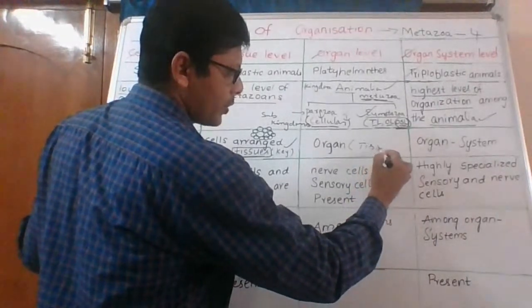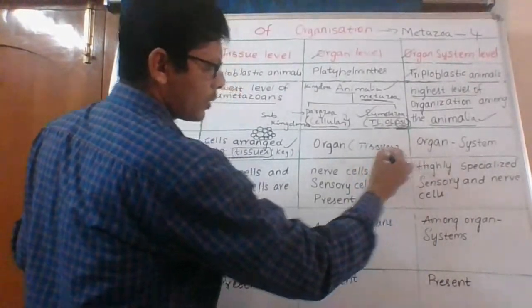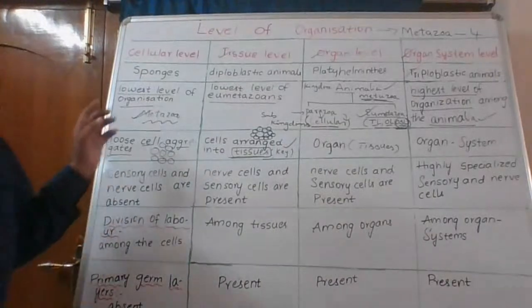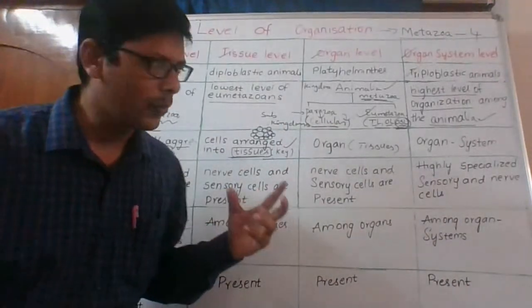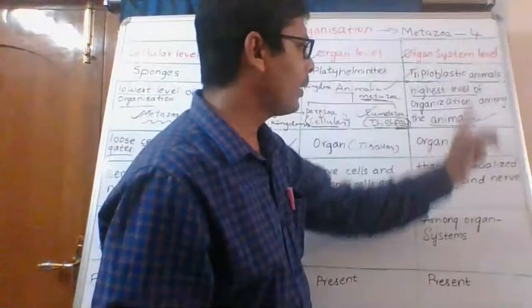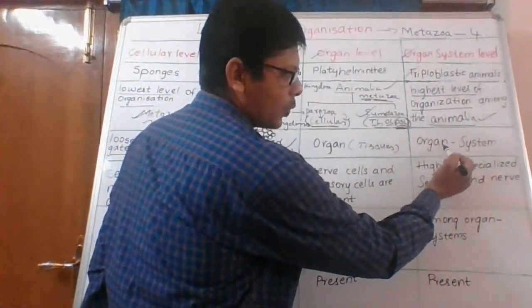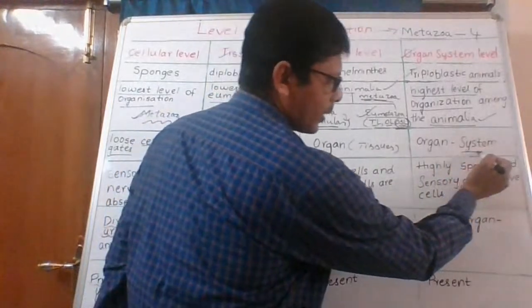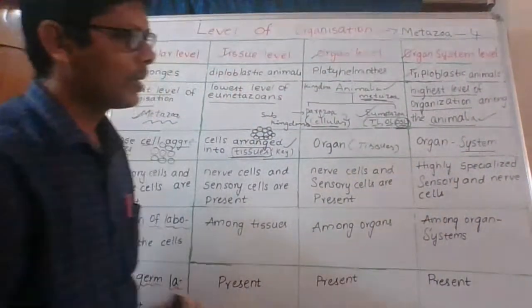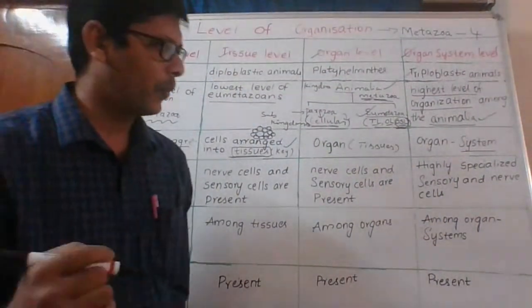Some of the tissues together form an organ. That organ performs a particular function. Organ system level of organization: here some of the organs together form a system. That system carries out a particular function.